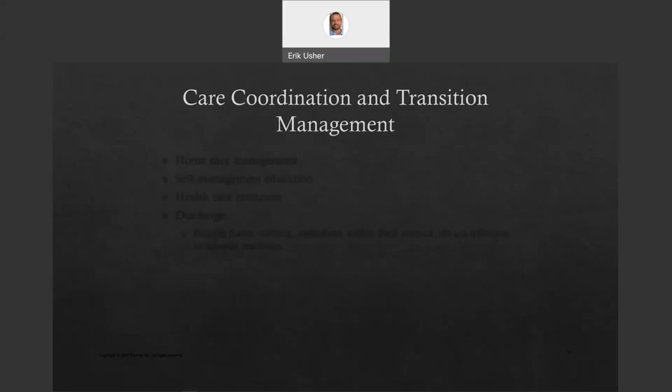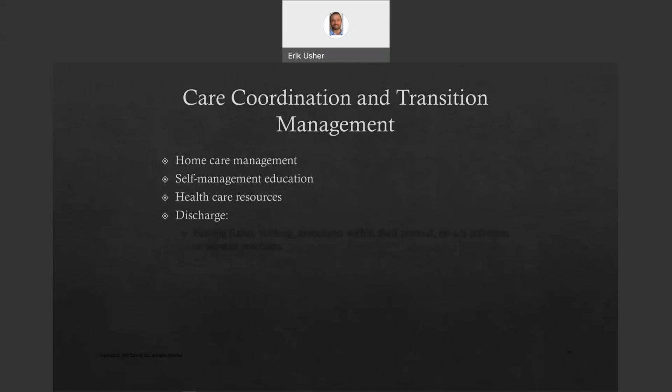So care coordination and transition management, home care management. Again, this is all stuff that should have been done right in that preoperative phase that we're planning for. Self-management education, healthcare resources, and again, ultimately for discharge. Are they passing flatus? Are they voiding? Do they ambulate in their normal? There are no signs and symptoms of infection or adverse reactions.